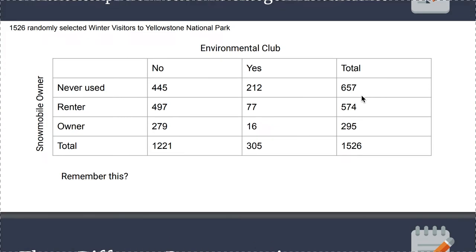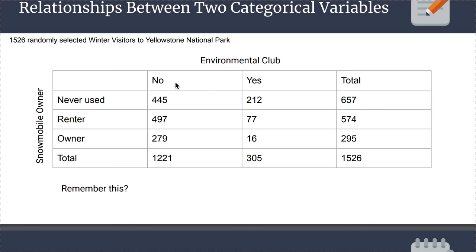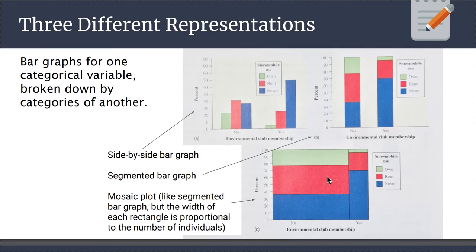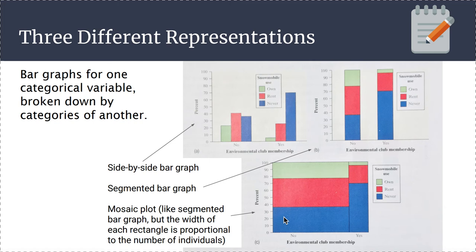That is because, if we go up here to our no's, there are a lot more people in the no category than in the yes category for environmental club membership. So our no category rectangle width is going to be proportional to the number of individuals actually in that category. So it's much wider than the yes category. That indicates that there's more people in this category. So a mosaic graph actually tells us stuff about not only the quantity, there's more people in the no category, but also the relative frequencies within each of those categories.